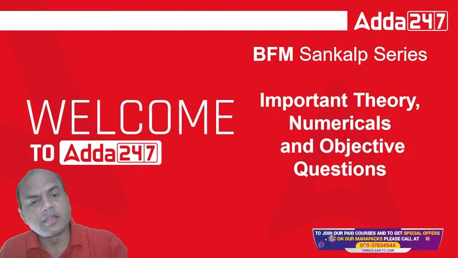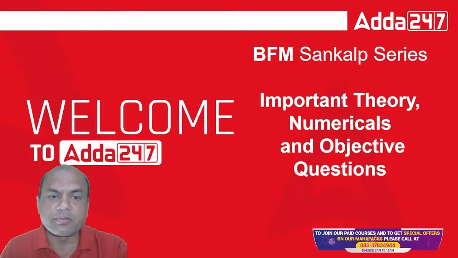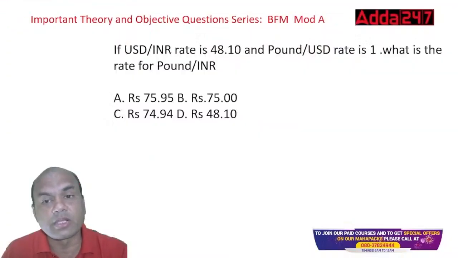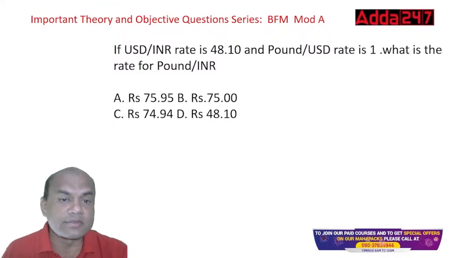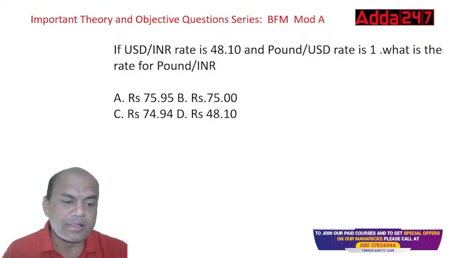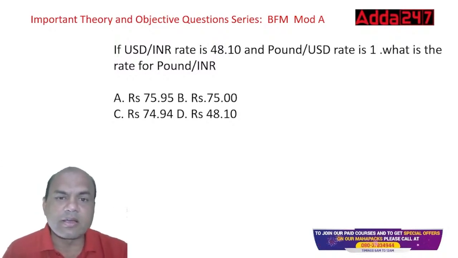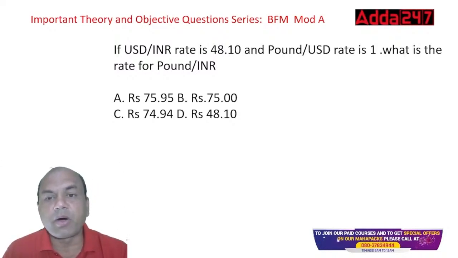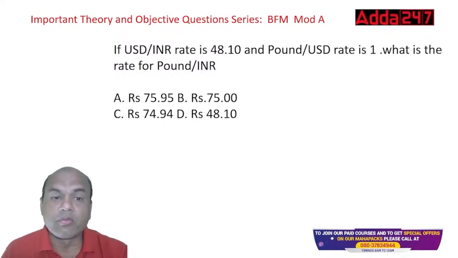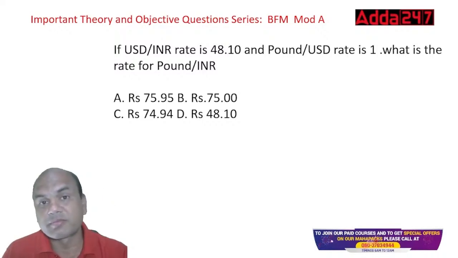Okay, let's start. See here, today we'll be solving some numericals as well as some one-liners. So let's start with this first one. Let's see here. The USD INR rate is 48.10 and the pound to USD rate is 1, only 1. What is the rate of pound to INR?